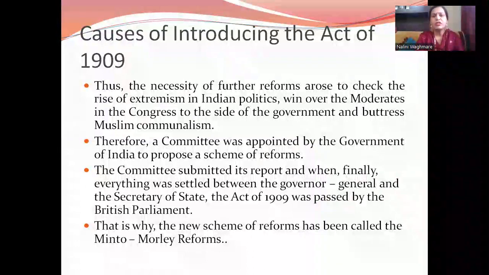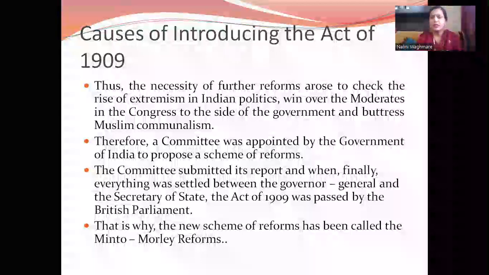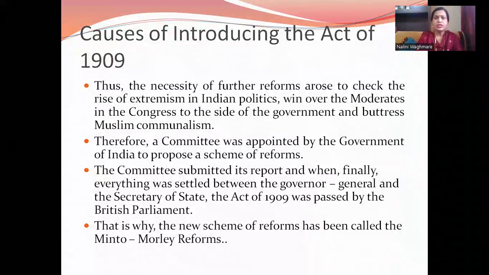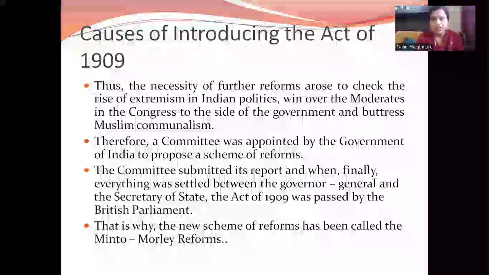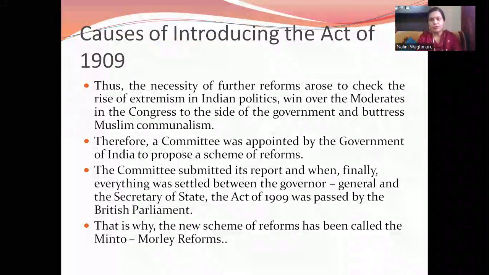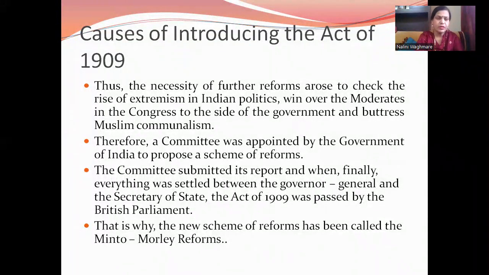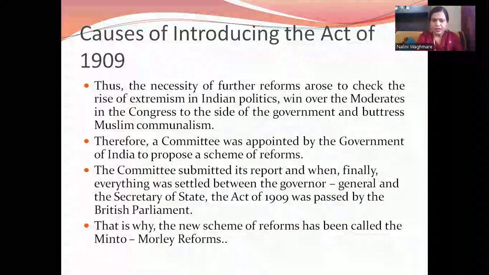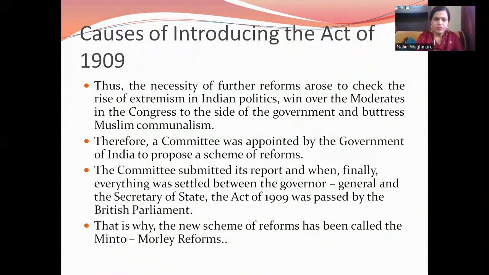Thus, the necessity of further reforms arose to check the rise of extremism in Indian politics, win over the moderates in the Congress to the side of the government, and use Muslim communalism as a weapon. So here the British wanted to use the divide and rule policy. Therefore, a committee was appointed by the government of India to propose a scheme of reforms. If they did not control it at this time, India would easily get freedom and rule itself, without needing the help of the British, and the British would have to give up their powers.